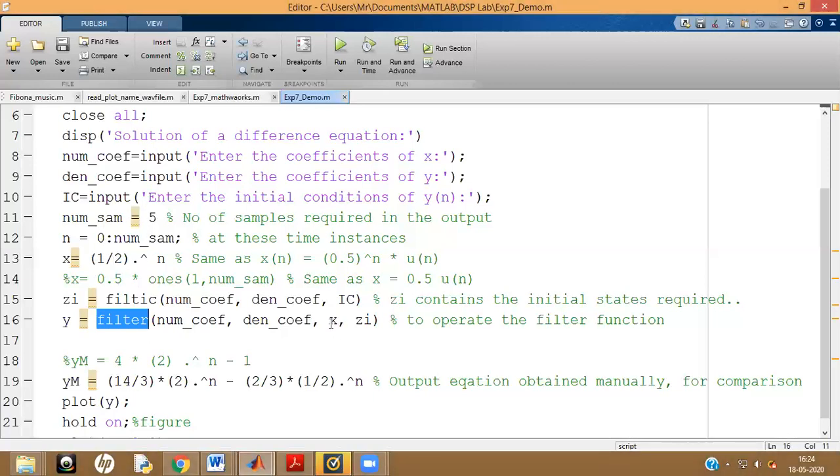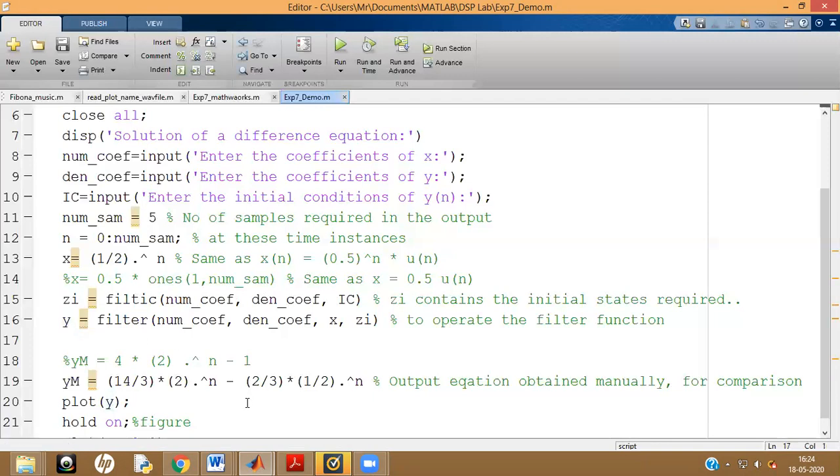It can be any other signal also. You can read in some other signal and you can filter. So this is the filter. It is filtering this with the required initial conditions, which are needed for operating this filter. These will be calculated by filtic. So first you have to calculate this and then use that in the filter function to obtain your result y of n.